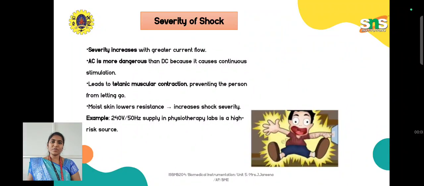Let's have the continuation of last class, where we were discussing electrical safety and different types of shock, that is macro shock and micro shock. In this class, we are going to discuss the severity of the shock. The severity of the shock always depends upon the amount of current which is passed inside the body.